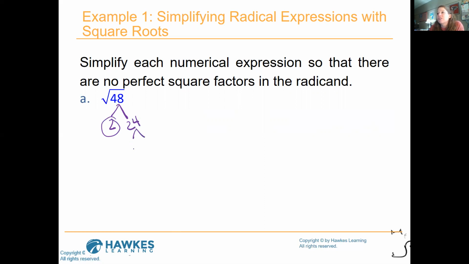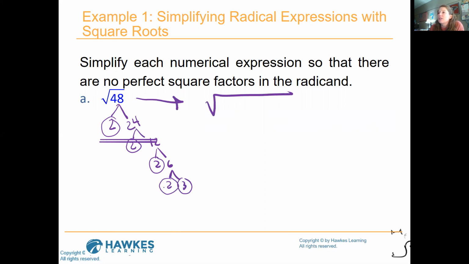24 can be divided into 2 and 12. And I'm circling these numbers because they're prime numbers. 12 can be divided into 2 and 6. And 6 can be divided into 2 and 3, right? All prime numbers now. So 48 is equal to 2 times 2 times 2 times 2 times 3.